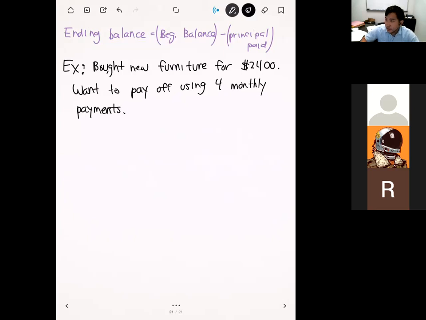All right, and so the store agrees to this, and they said, that's fine, we'll let you do that, but they're going to charge you an interest rate of, let's say, 1%. In the notes I have 0.25%, but 0.25% is nothing. And so let's do this example with an interest rate of 1%. And so for this problem, let's build the amortization schedule for this loan repayment.